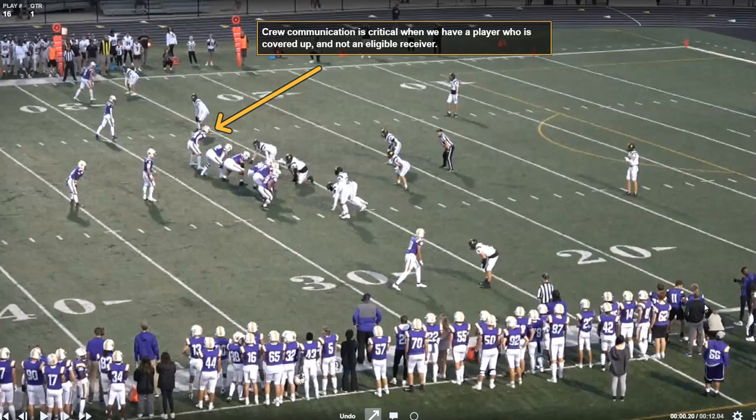True communication is critical when we have a player who's covered up and he is no longer eligible. So this player right here is covered by this wide out. He is also on the line of scrimmage. So this is an ineligible player. And if your crew wants to be great, have your back judge or whoever knows he's covered say, we've got the tight end to the head linesman's side is covered. And now all officials know he's covered.